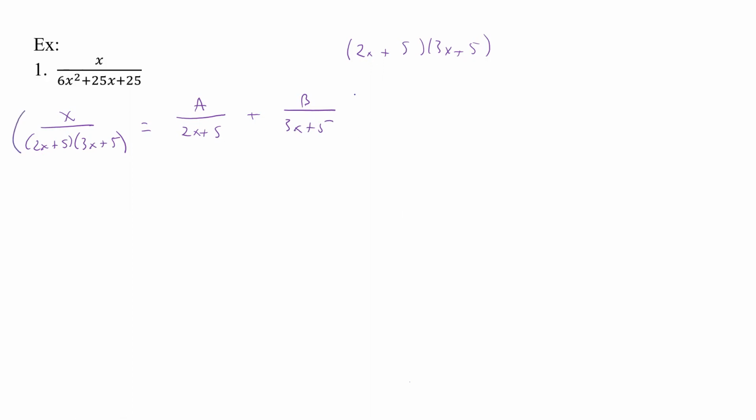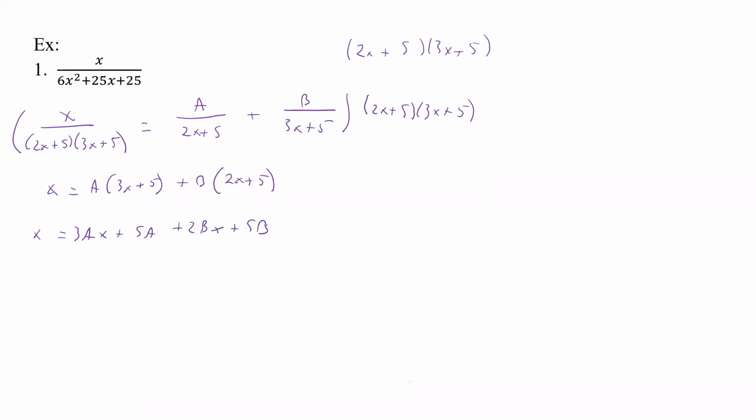Now we multiply by the LCD, 2x plus 5 times 3x plus 5. When we multiply the first one, we just get x. And multiply the next one, the 2x plus 5's cancel, so we'll have A times 3x plus 5. And then here we have plus B times, now the 3x plus 5's cancel, and we have 2x plus 5. Now distributing on the right, we get 3Ax plus 5A plus 2Bx plus 5B.